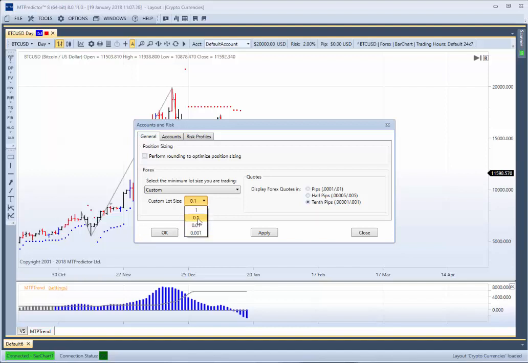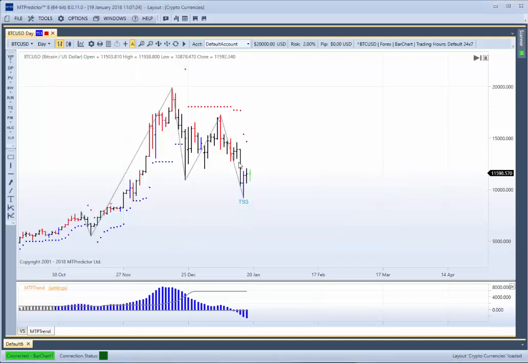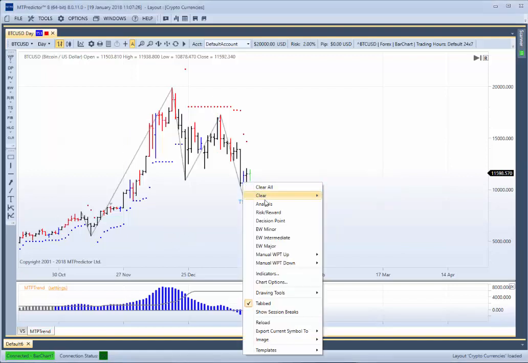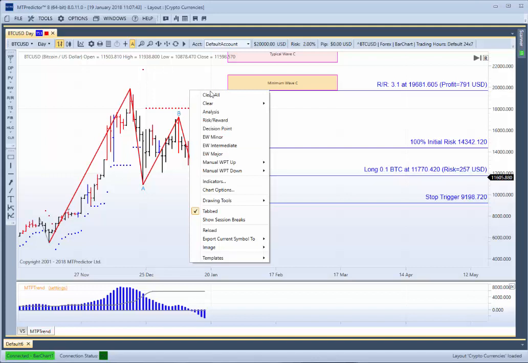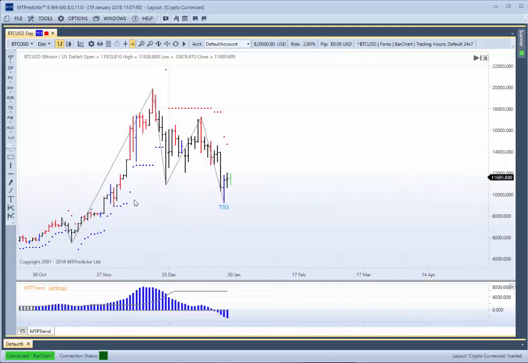So if I here select 0.01 and then do OK, what this allows you to do is, if I right mouse click here and do our analysis, you can see it's telling you for a risk of less than 2% of a sample $20,000 account to trade 0.1 of a Bitcoin, and there's your dollar risk there. We'll show you some smaller setups here a bit later on. So let's have a look at some other time frames.